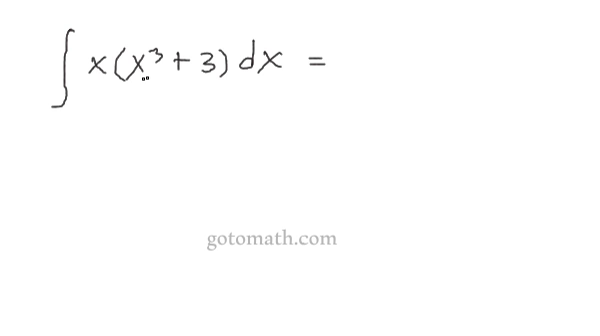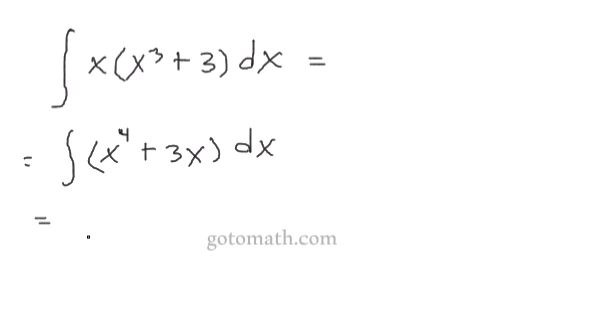So the first thing I'm going to do is rewrite all this. I should actually put an equal sign here instead. So this becomes x to the fourth plus 3x dx. And we'll just continue to put equal sign there. And now we can actually take the integral.